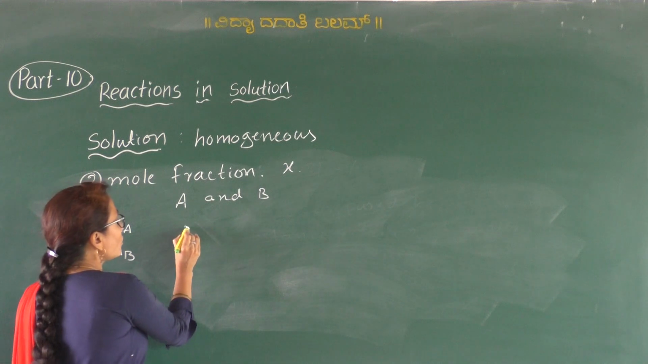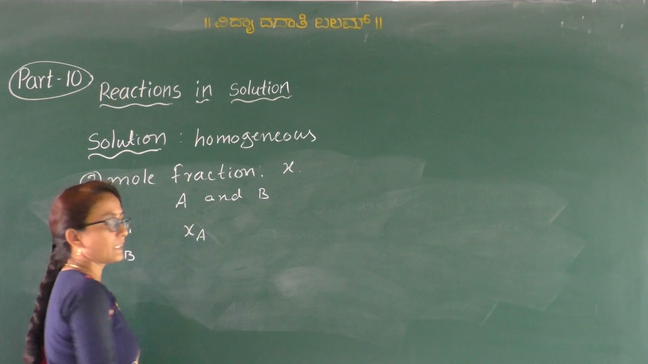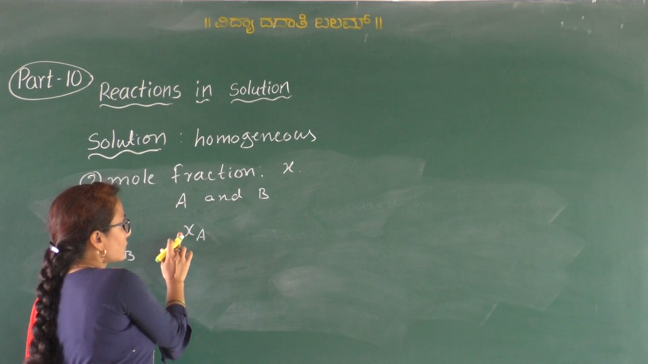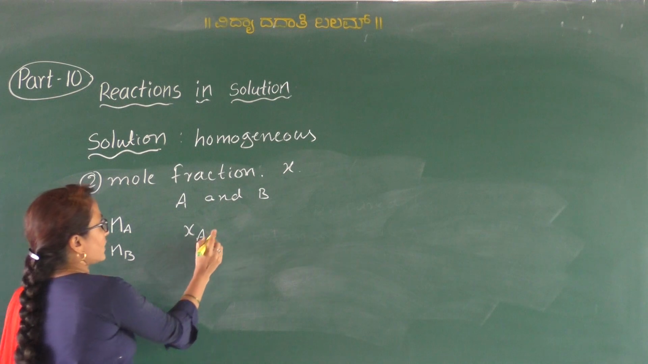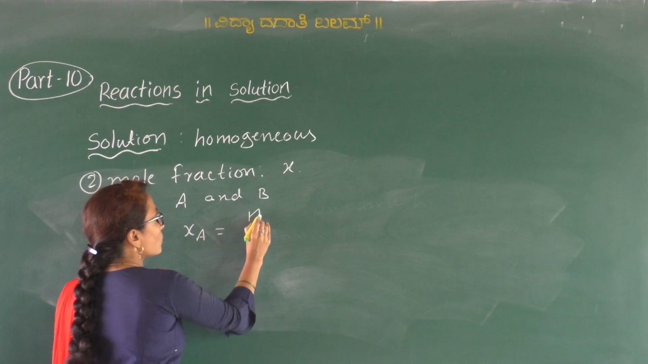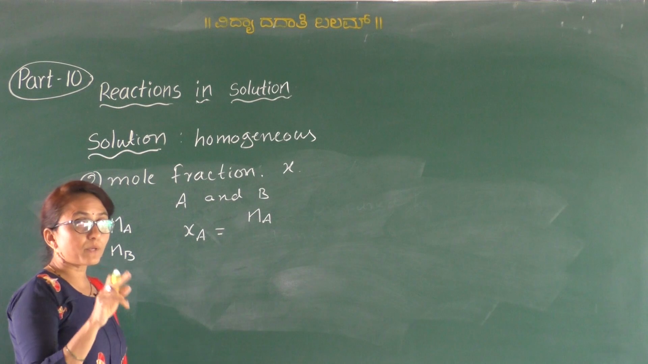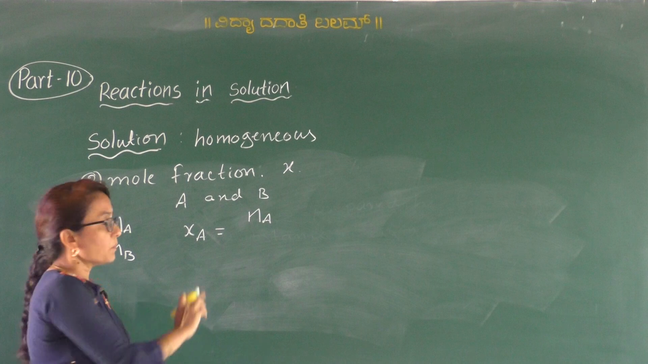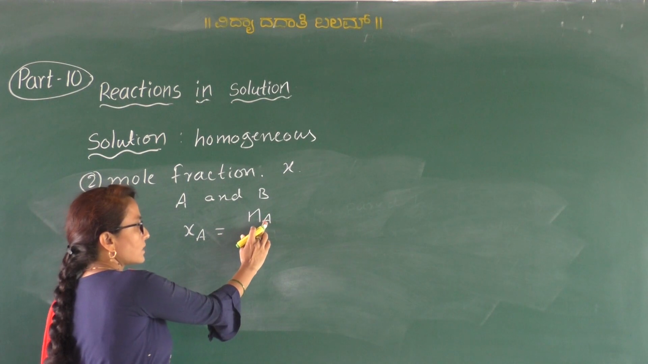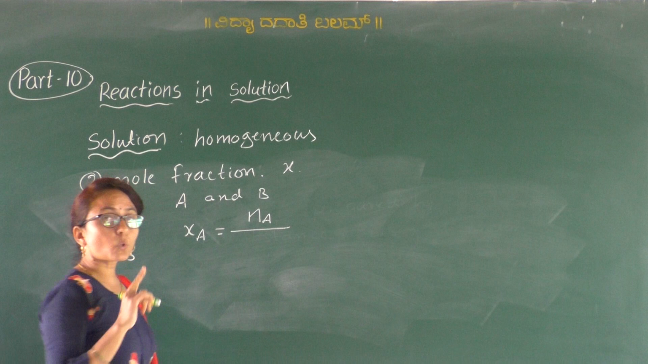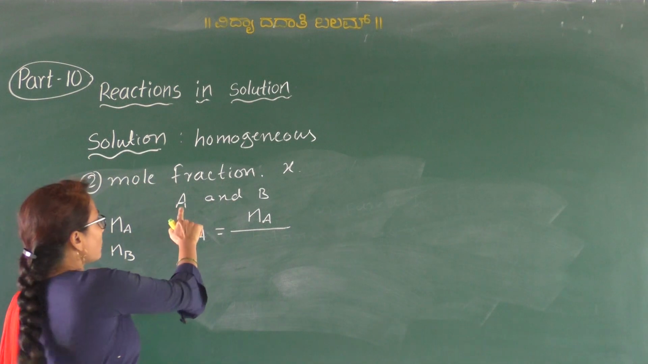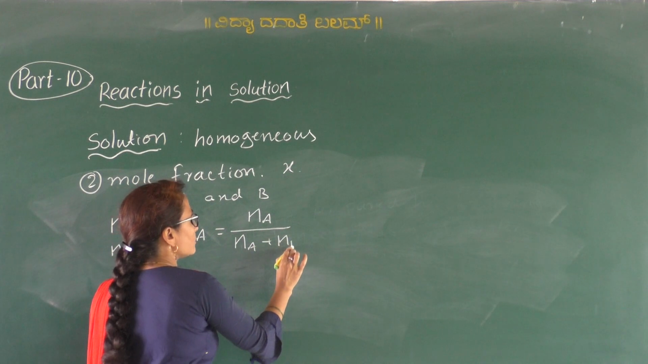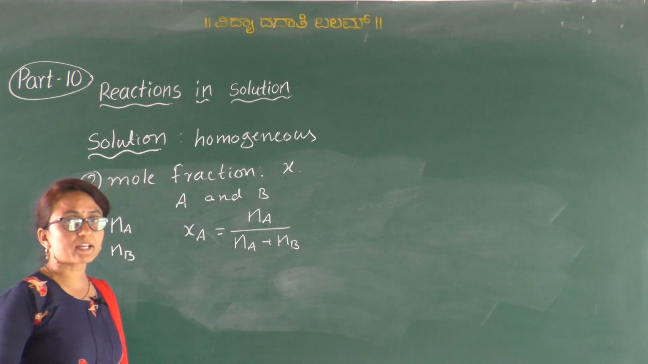Then the mole fraction of component A is represented by X, and for A, therefore XA. Mole fraction of A is equal to the number of moles of that component, A, divided by the total number of moles. So we have only two components, therefore the number of moles of A plus the number of moles of B. So this is the mole fraction of A.